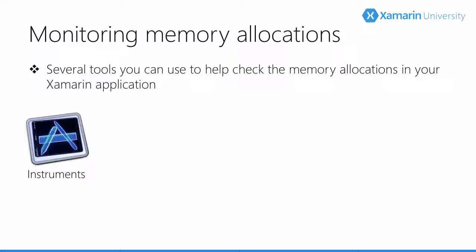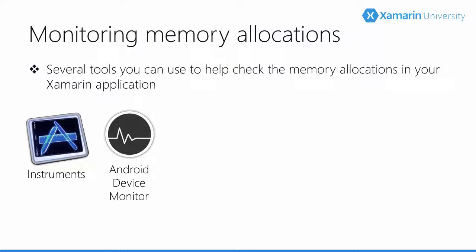It's useful to use this tool to be able to see the native objects that are potentially not being released. In the same way, we have a tool on the Android side called Android Device Monitor, or sometimes just called Monitor, or sometimes called ADM. And ADM allows you to see CPU and memory statistics from the perspective of the Java virtual machine.